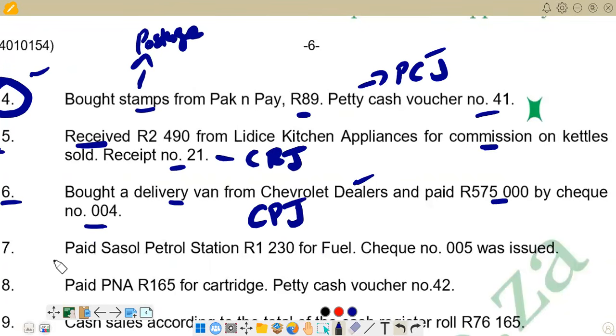On 7, it says paid Sasso petrol station 1,230 for fuel. Check number 005 was issued. This is a payment again, so it means that this is cash payment journal again. The payee is Sasso petrol station, the amount is 1,230, and this is for fuel. The check number, document number, is 005. The date is 7. So we can just go there and enter that.